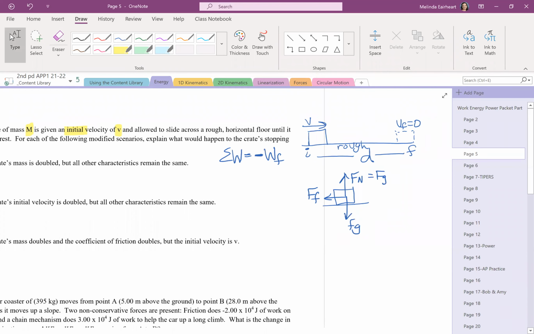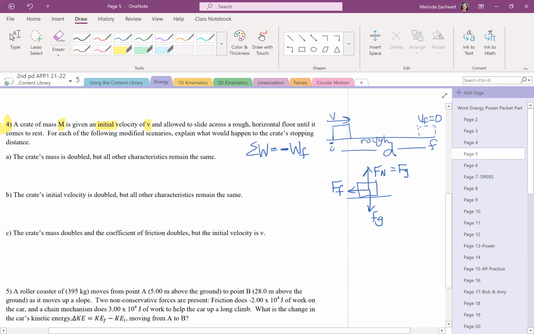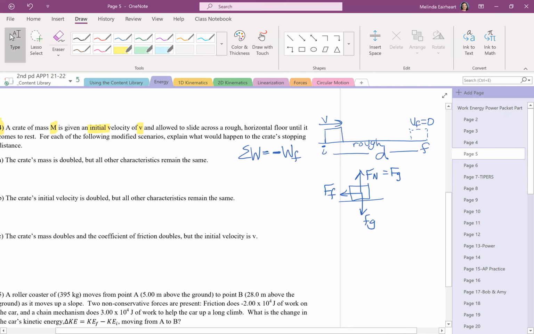All right, it says for each of the following modified scenarios, so AP loves to make a change, and it's good science, only make one change at a time. Explain what would happen to the crate's stopping distance. In the first change, we're going to double the mass, but everything else remains the same. So what's happening to this distance? Maybe we actually need to take that equation a step further to get it in distance terms.